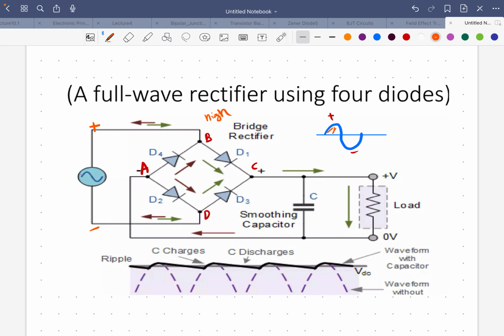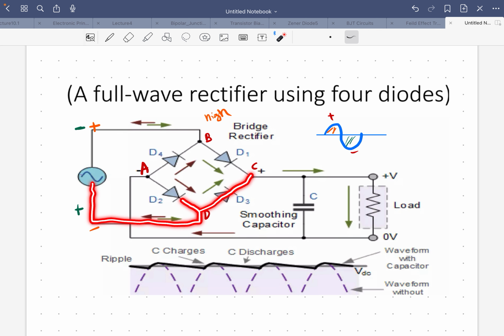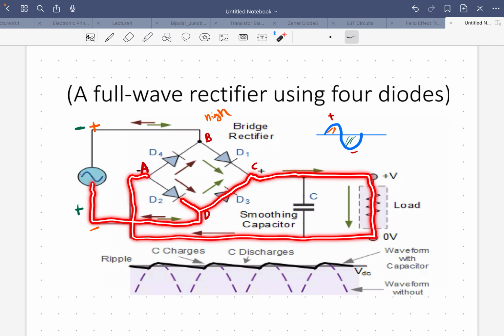Now let me move to the negative half cycle. Let me change the assumption, so this will be negative and this will be positive. So when the current moves from the source, it will reach point D. Then we cannot go to diode number 2, since it's connected in reverse bias. So it will go to diode number 3. Then from C we cannot go to diode number 1, since it is also connected in reverse bias, so it will go to the load and then it will reach point A.